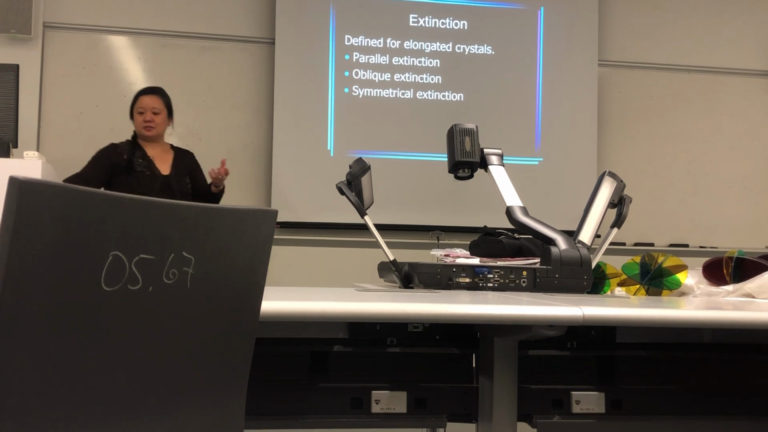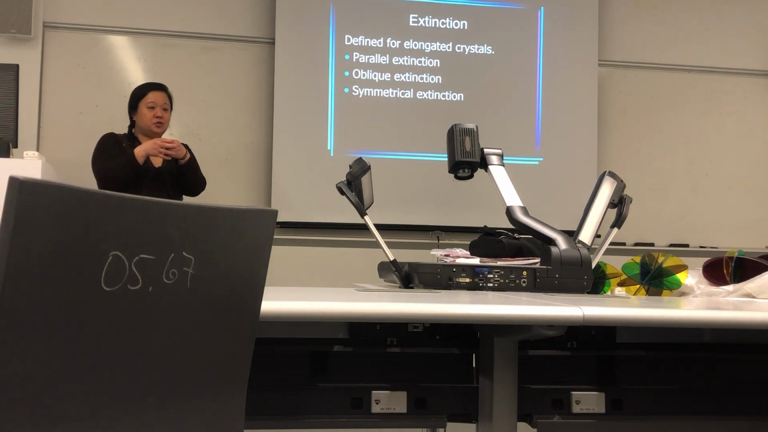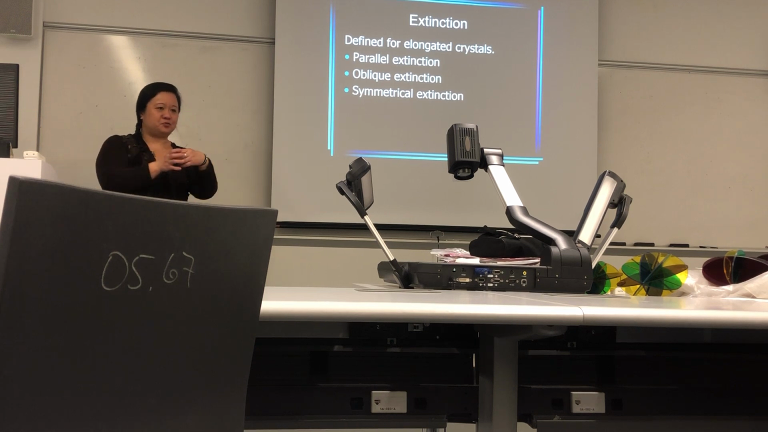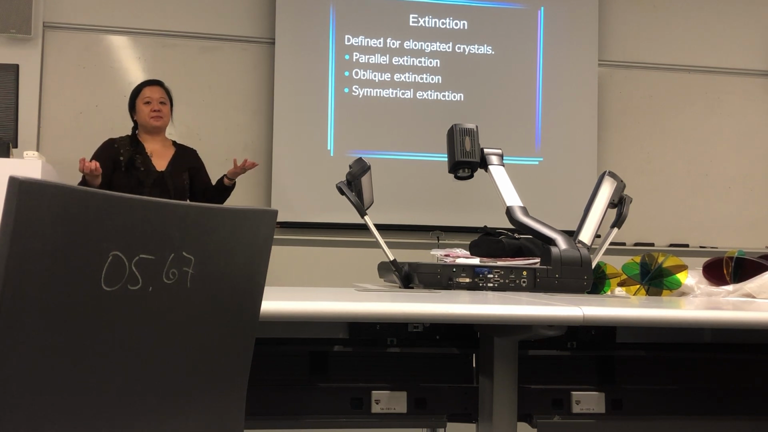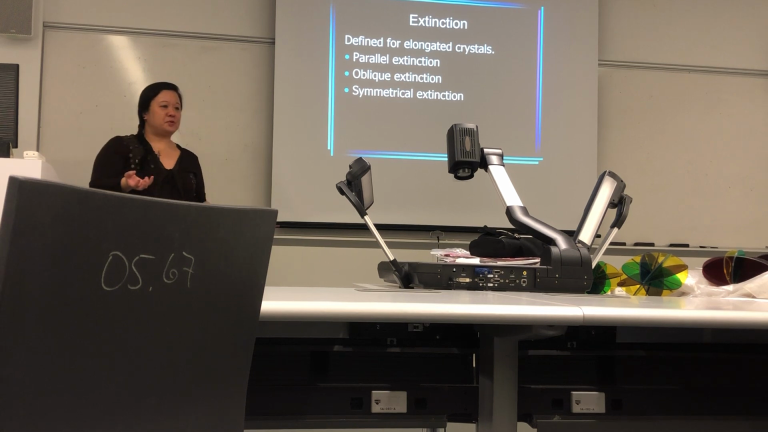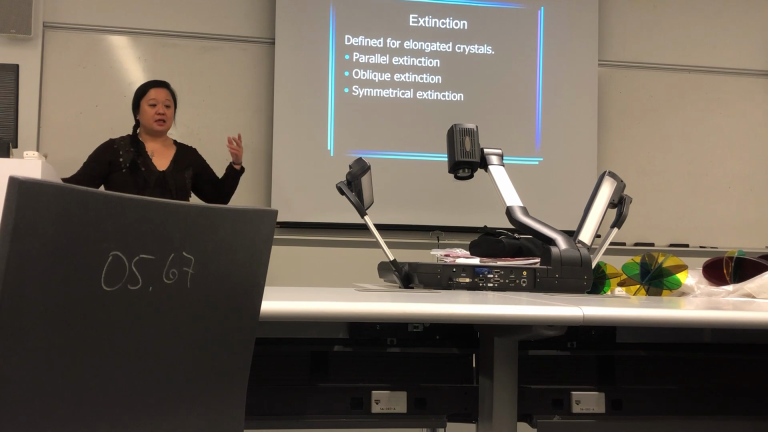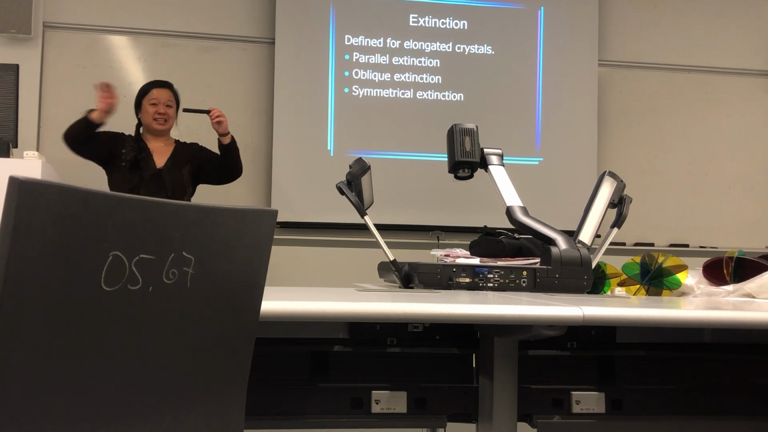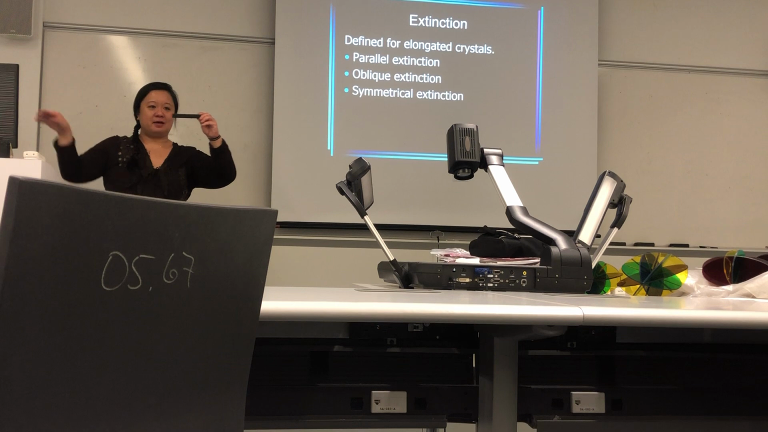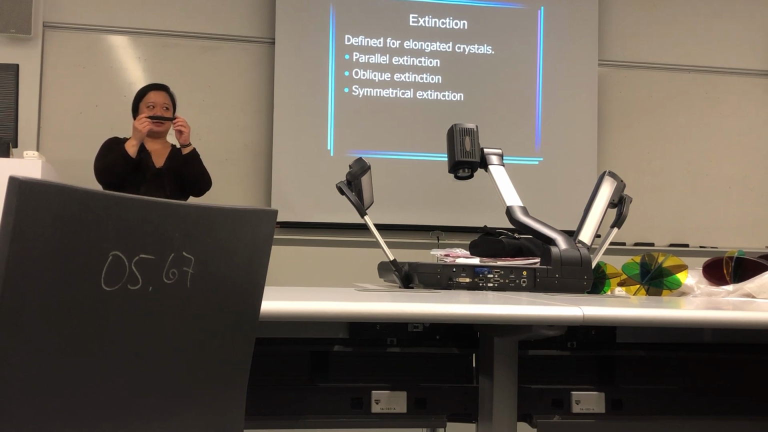extinction. If your crystal is just like a cube, remember cubic materials are isotropic, so they won't behave that way. But if your sample is an anisotropic material but happens to be shaped like a cube, it may well turn dark and turn light, but there's no reference for parallel and oblique extinction because these definitions require an elongated sample. If your sample is not elongated, then you can't say that it's getting dark in the elongated position if there's no elongated position, right?